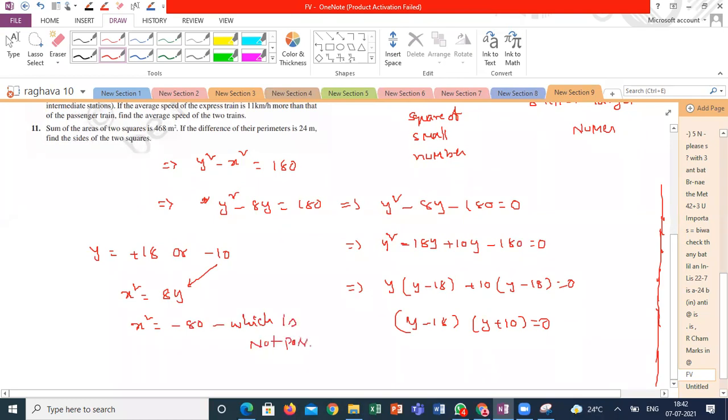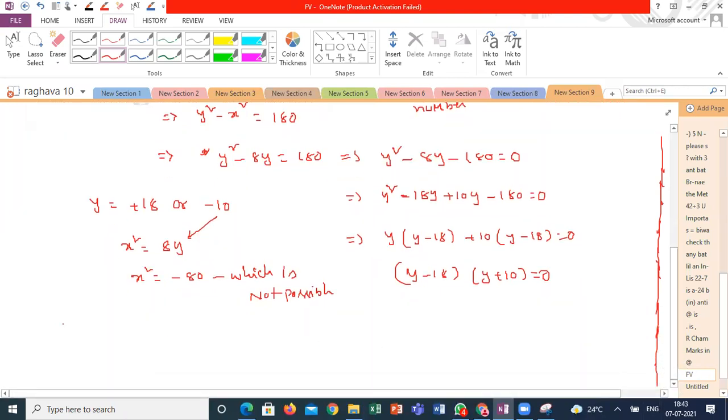Am I right? Yes, sir. So y is plus 18 is the only possible answer. See, these are the judgment based questions. You have to judge which is the right answer or wrong answer and why. That is the importance of this question.